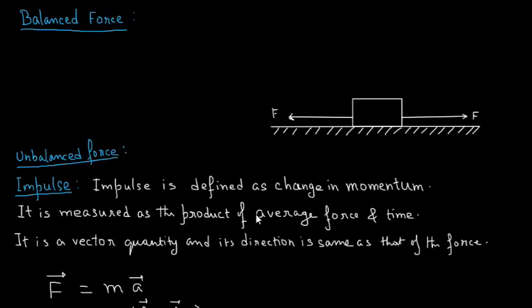Now let us see unbalanced force. When a number of forces acting simultaneously on a body bring about a change in its state of rest or of uniform motion along a straight line, then these forces acting on the body are said to be unbalanced force.